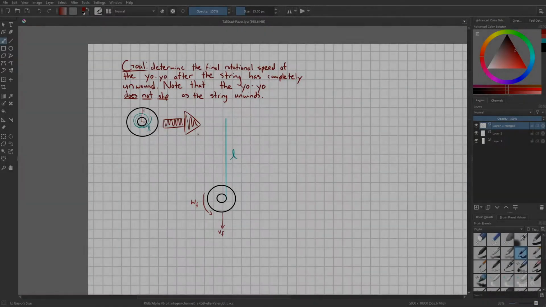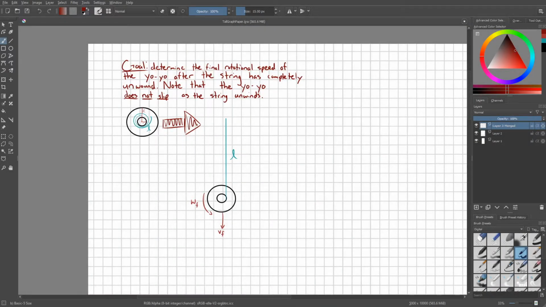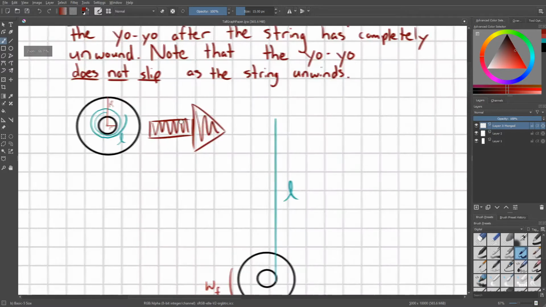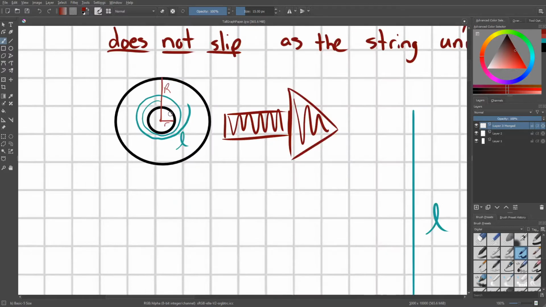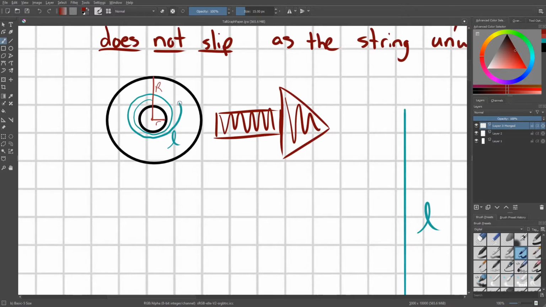Hey everyone! Today I want to talk about a little rotational physics problem. So in this example, we have a yo-yo which is made of two disks. One inner disk of radius little r, which is attached to this outer disk of radius big R. Around the little disk is an infinitely thin string of length L. This means that the inner radius is constant because we're considering the string to be infinitely thin.